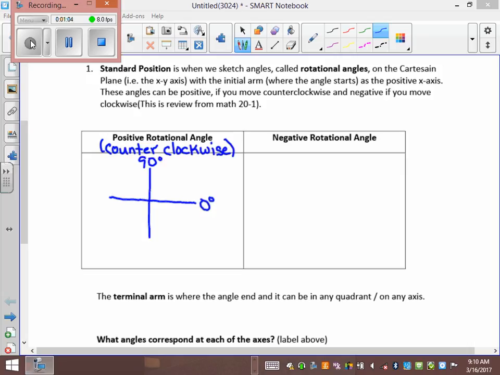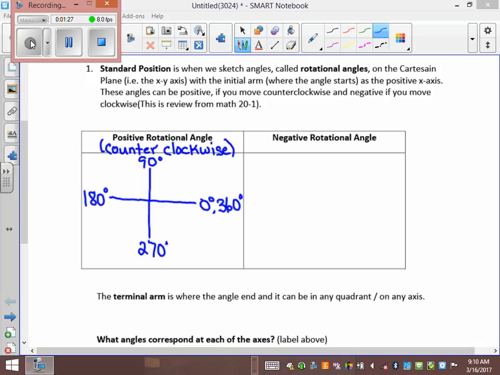Then another 90 is 180. Then another 90 is 270. And then another 90 is 360. And in grade 11, we stopped there. We didn't go past 360. In grade 12, we can go infinitely. We can just keep going, both ways, positives and negatives. Okay?